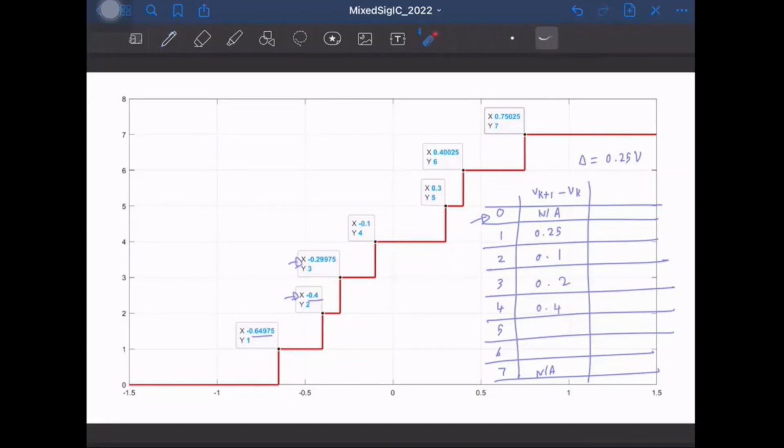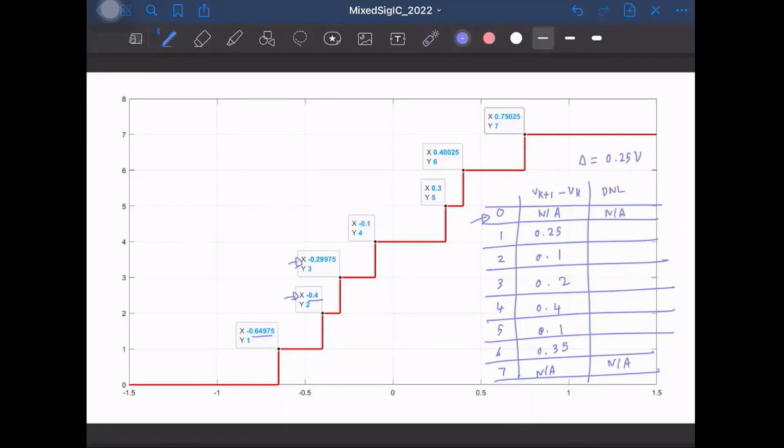So for code 5, we have 0.3 and 0.4. So that's again 0.1. And for the sixth code, it's 0.4 to 0.75. So the difference is 0.35, right? So how do you find the DNL for each code? Again, for the 0th and the 7th codes, it is not applicable.